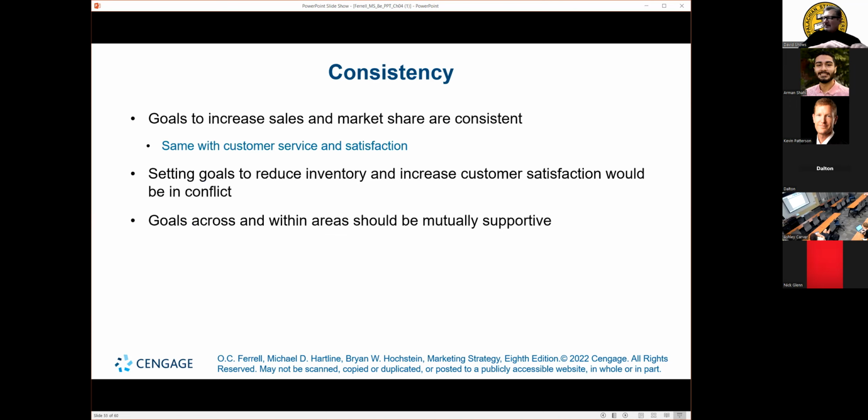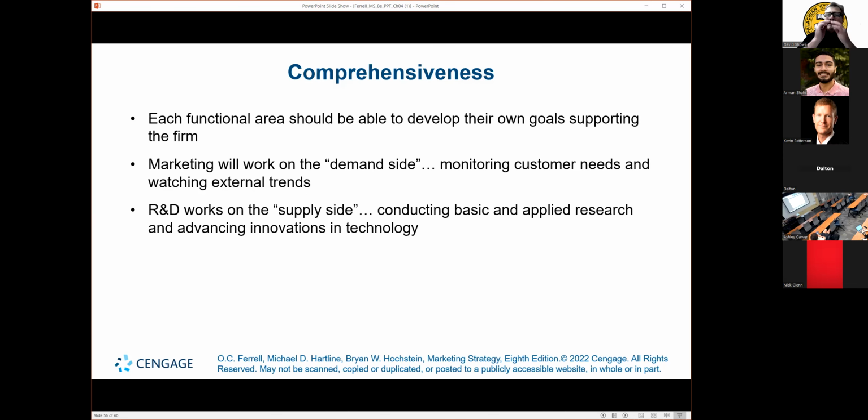The next is that they have to be consistent across departments, okay? So if you want to increase sales and market share, that's consistent with customer service and sales. You can do those things, all right? If you try to increase customer satisfaction by always being in stock, and your goal is to reduce inventory, then that is inconsistent. They have to be mutually supportive of each other. Otherwise, it's not reasonable, okay?